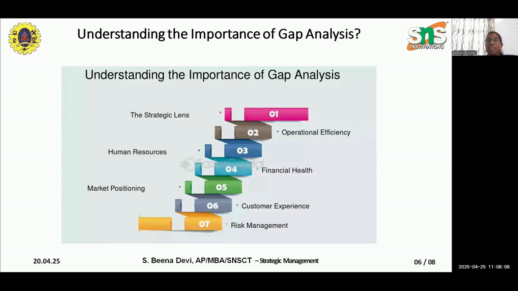What strategy needs to be framed to achieve the goals or objectives of the organization? And next will be operational efficiency. The third part will be the resources available to them, whether human resources or material resources: what kind of resources they have in an effective organization. The fourth one will be financial health and market positioning. And then comes customer experience and risk management. That is why it is very important to understand gap analysis.